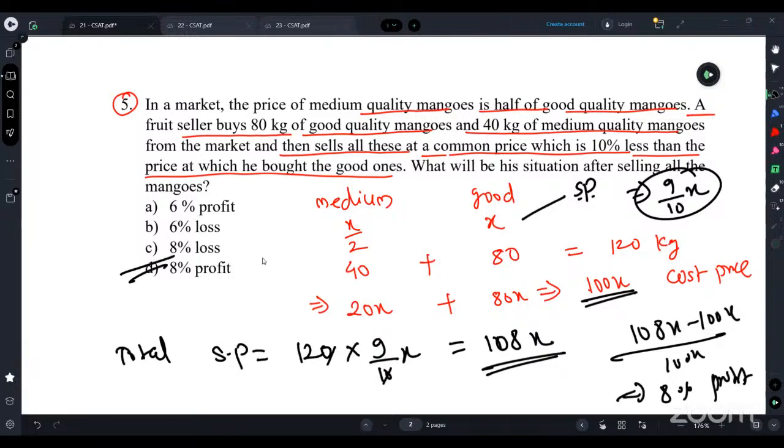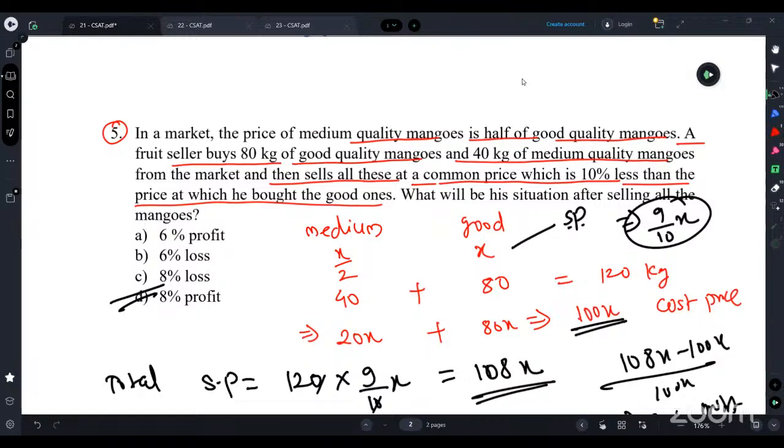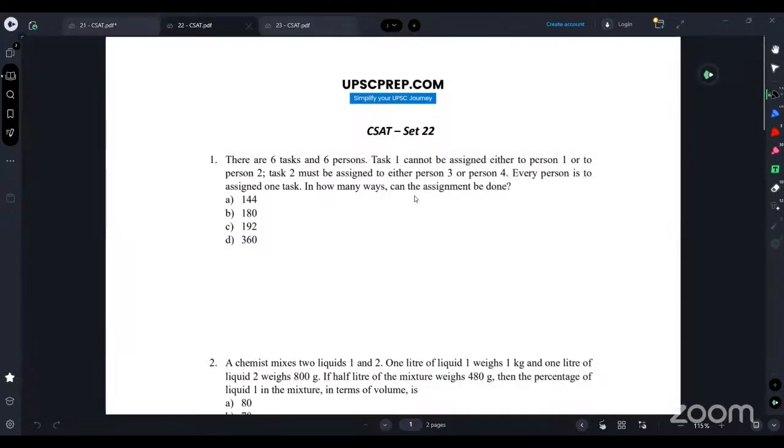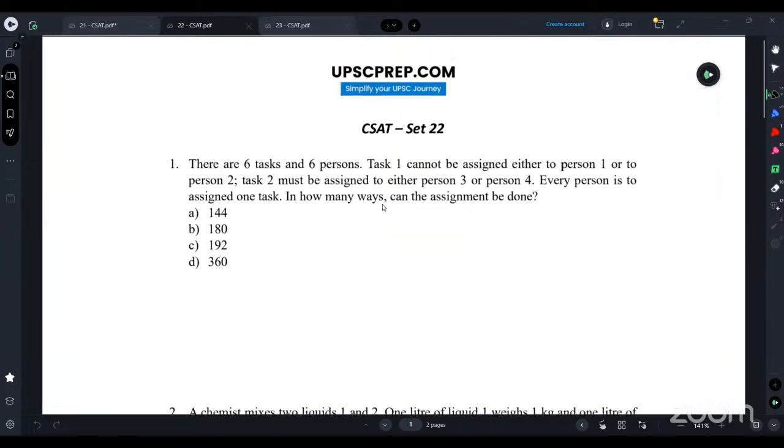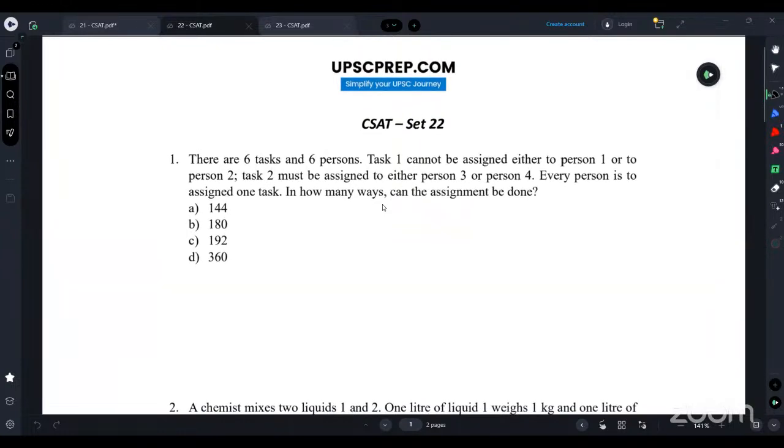Clear? Okay. Now let's see set 2, guys. Set 2 says, question 1 from set 2, guys, pay attention.